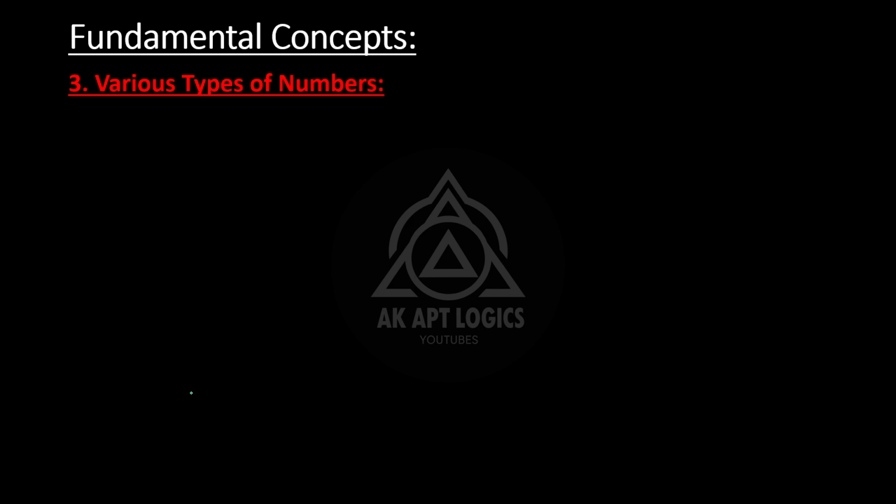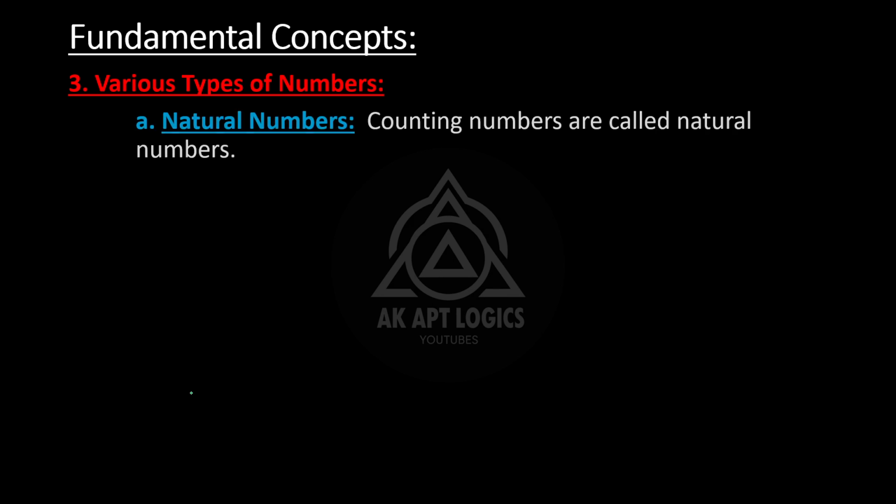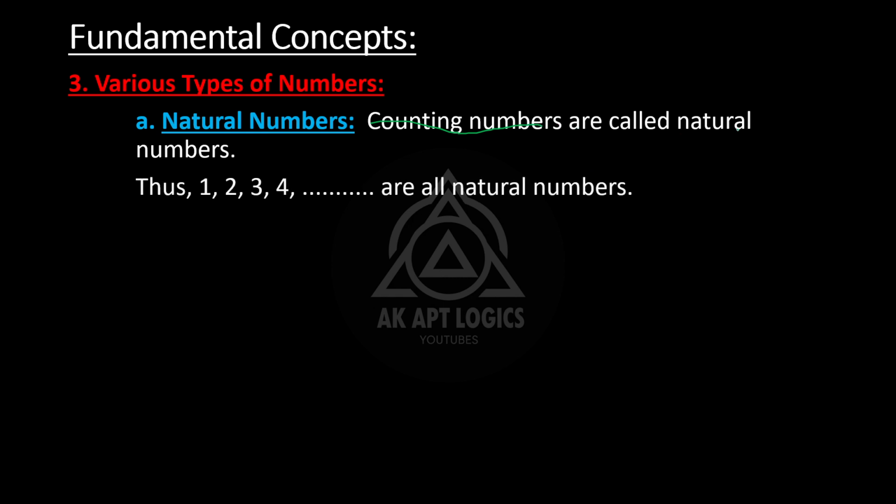We have so many different types of numbers like natural numbers, whole numbers, integers, and all those. Let us discuss each one of them one by one. Natural numbers are nothing but counting numbers. Counting numbers are called natural numbers, starting from 1 and so on up to infinity. All are natural numbers.